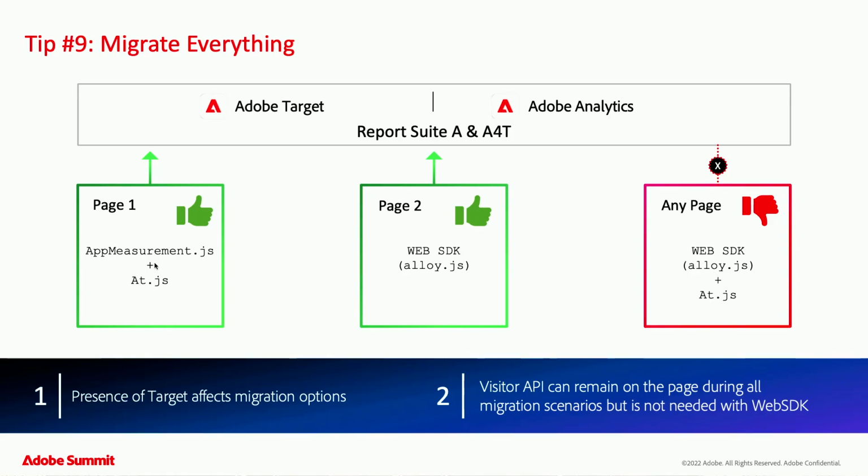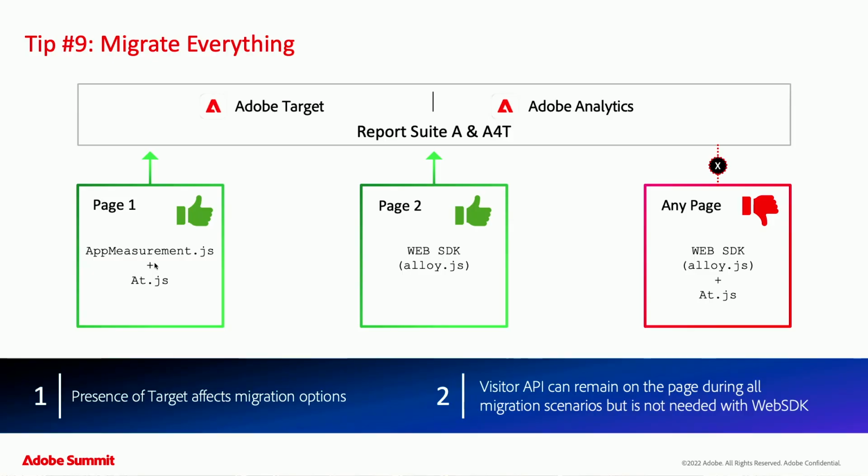we migrate. When you have app measurement and AT.js on the page and visitor API, you can keep that. Those are the sort of legacy solutions. You can keep that together on a page, and then you can have a separate set of pages that have Web SDK powering those same solutions. That's great. That's fine. You can do that. What you can't do is mix and match on the same page. Say, well, I want to keep app measurement on the page, and I want to use WebSDK to run target on that same page. That doesn't work, right?